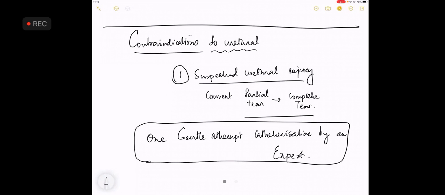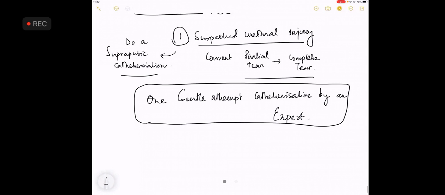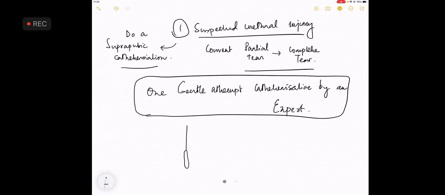In these cases, please do a suprapubic catheterization. Please do a suprapubic catheterization. That means suprapubic catheterization technically means that if this is the urinary bladder, this is the prostate, you are required to place a catheter through the anterior abdominal wall.